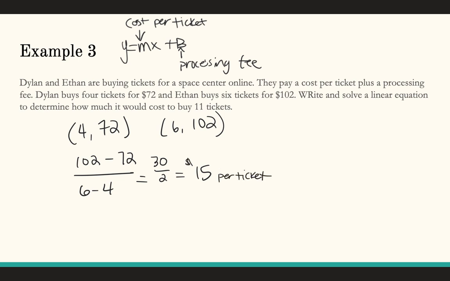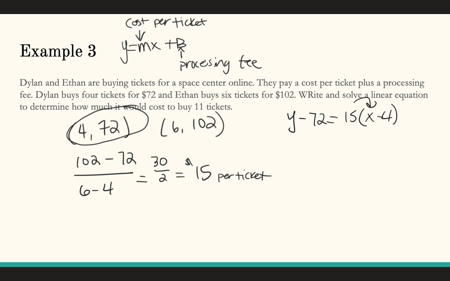Now, I don't know what the fee is for the processing, so we have to figure that out. So we are going to follow the rules just as if we would when we are given 2 points and asked to write an equation in slope-intercept form. We find the slope and pick a point. I'm going to use 4 and 72. And I'm going to use point slope form. So y minus 72 equals 15 times x minus 4.